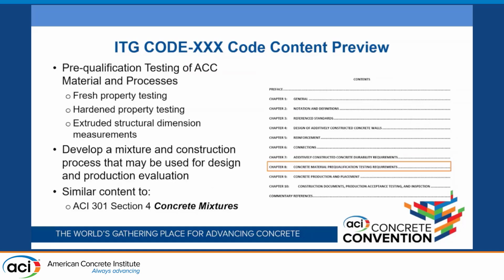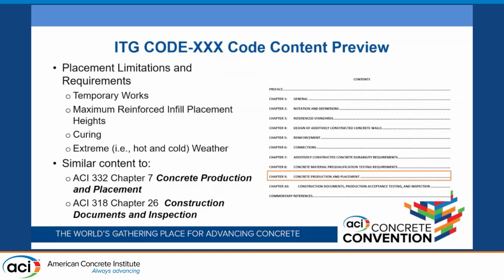Chapter 8 is probably our second most discussed chapter as an ITG. This is the pre-qualification testing. So I mentioned earlier that without codes, you have to do a lot of testing to qualify your technology, but you still need to do a little bit. So this is covering fresh property and hardened property testing to pre-qualify a material and a machine together. So we found, and all of us on the ITG agree, that you really can't separate those two just yet. It doesn't tend to work out very well. So you pre-qualify your system and develop mixture and construction process that can be used for design and production evaluation. It just really gives you the values that a structural engineer will need to design an additive construction structure.